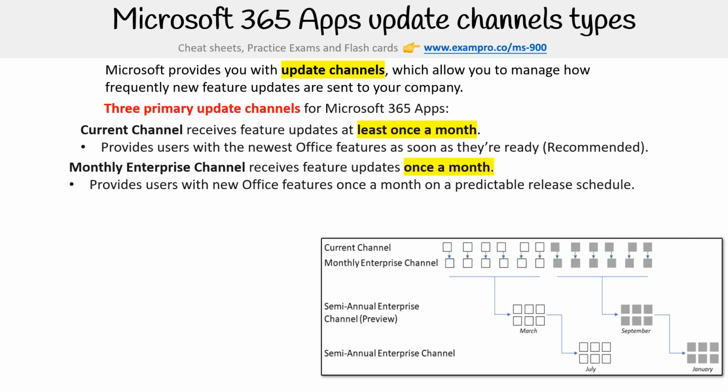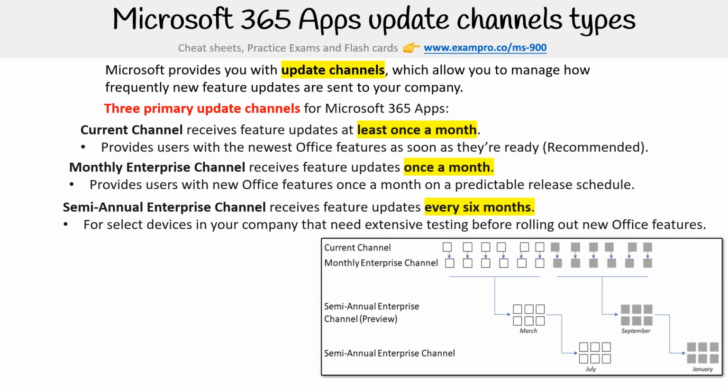The next update channel is Monthly Enterprise Channel, which receives feature updates once a month. This monthly update can include feature, security, and non-security updates. This provides users with new Office features once a month on a predictable release schedule. And then we have Semi-Annual Enterprise Channel, which receives feature updates every 6 months. This update can include feature, security, and non-security updates. This is only for select devices in your company that need extensive testing before rolling out new Office features.